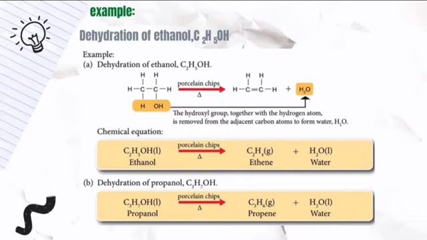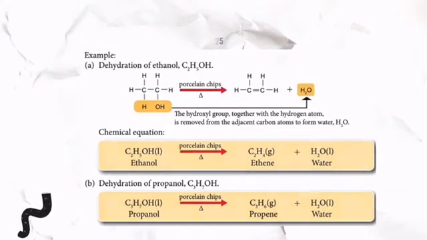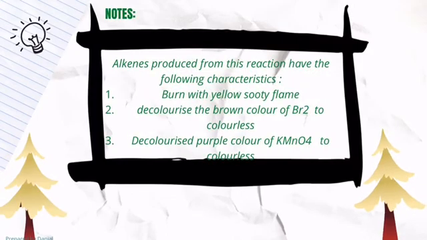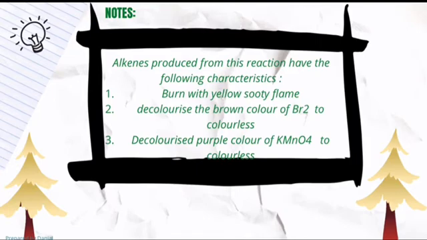Other than ethanol, we have the dehydration reaction for propanol. Propanol dehydrates to form propene and water. Alkenes produced from the dehydration of alcohol have the following characteristics. Number 1 is burns with yellow sooty flames. Number 2 is decolorize the brown color of bromine water to colorless. Number 3 is decolorize the purple color of potassium manganate to colorless. That's all the chemical properties of alcohol.